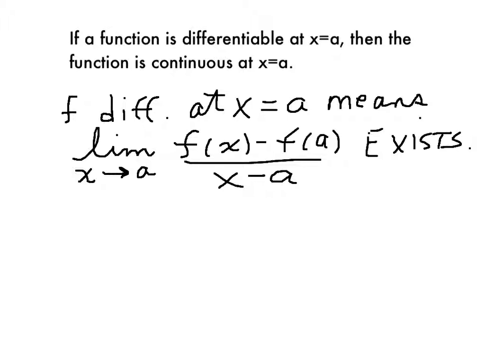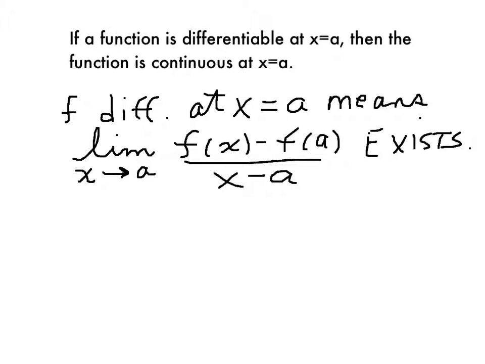So here's another one of these big ideas regarding differentiability and continuity. And as we state up top, if a function is differentiable at a point A, then the function must be continuous at that point A. And remember, again, that if a function is differentiable, that means that this limit exists. So why does that limit existing mean that the function has to be continuous?